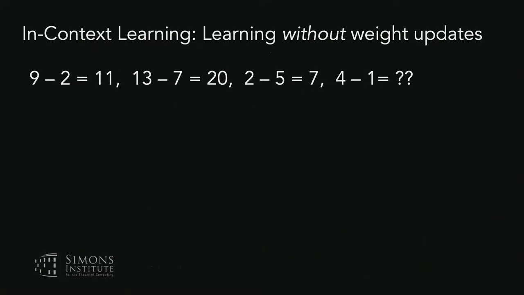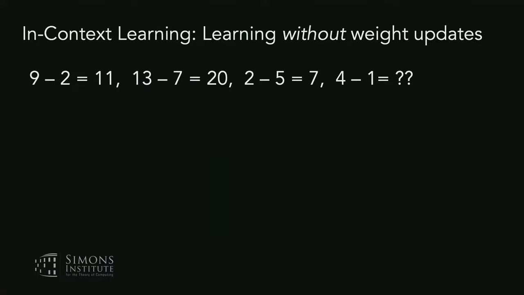Okay, so we all know about in-context learning. The interesting part about in-context learning is that it appears that you're learning something, even though none of the weights in your model are being updated. At different times, things like ChatGPT could do a good job of this or not.